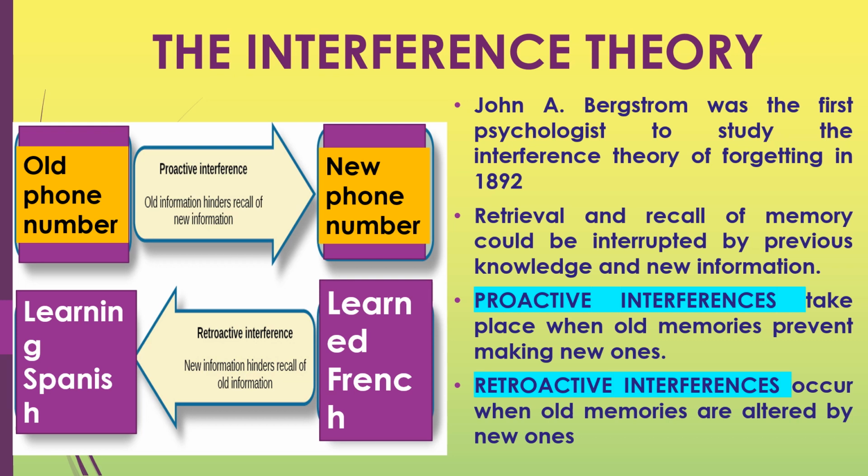Proactive interference takes place when old memories prevent making new ones. The proactive interference is the phenomenon that takes place when old memories are interfering with the new ones. This often occurs when memories are created in a similar context or include near identical items.